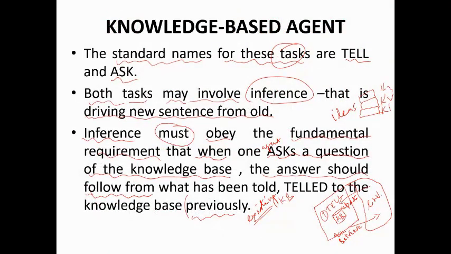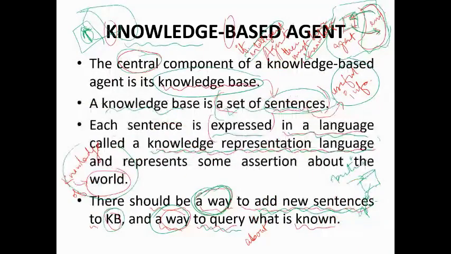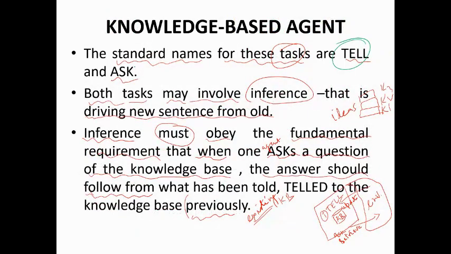Remember, as I told you, there is a way to add a new sentence, and there should be another way to query. These two are called tell and ask. These are the two methods. The standard names for these tasks are tell and ask. Every time we tell something, here is a small diagram for you to understand: the environment here and the agent here, right?